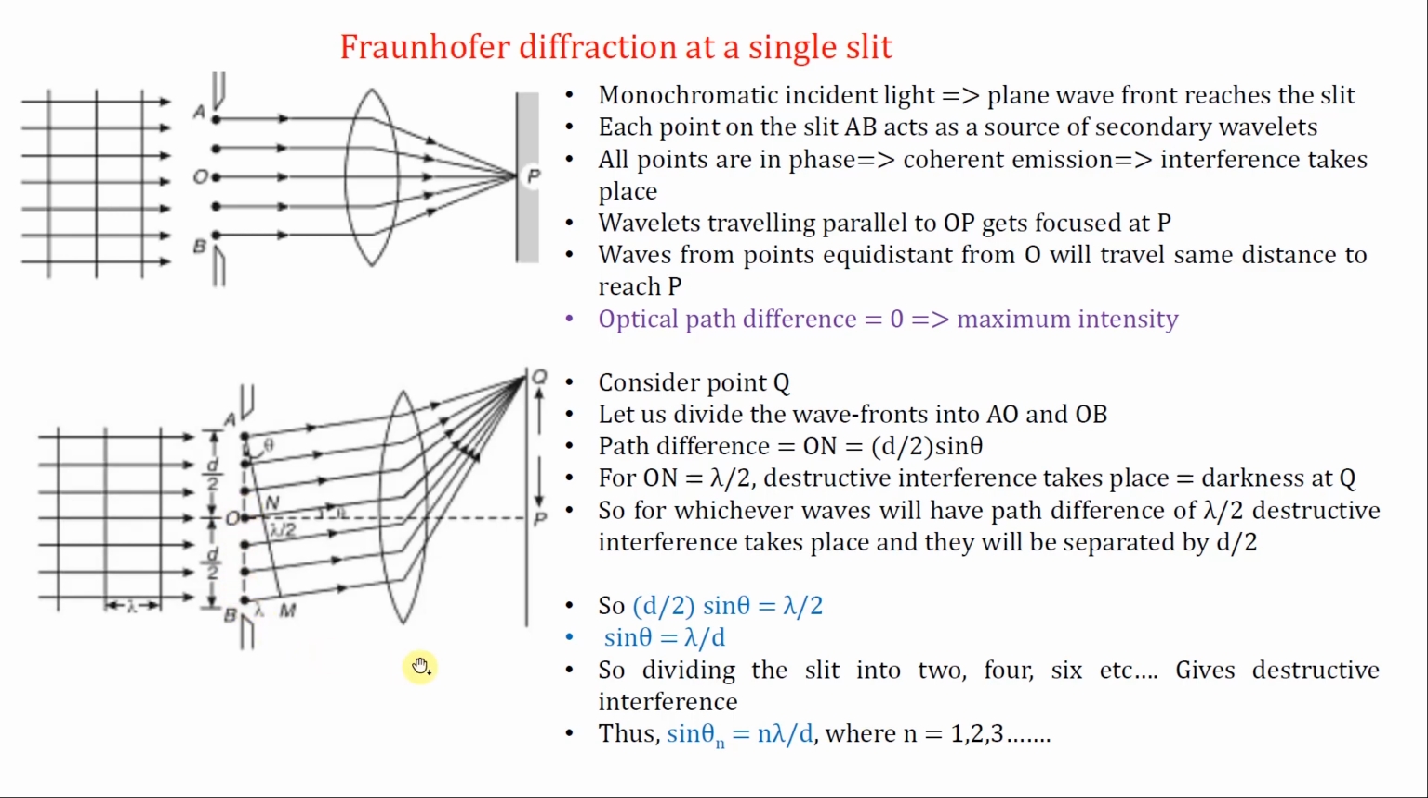So what happens is, if I consider interference from waves originating from the secondary wavelets at point A and from point O, then the path difference ON is going to be lambda by 2. The way we estimate path difference remains similar to how we understood Young's double slit experiment, how we graphically understand it, and the path difference remains exactly similar to the Young's double slit experiment which we have seen in the first lecture.